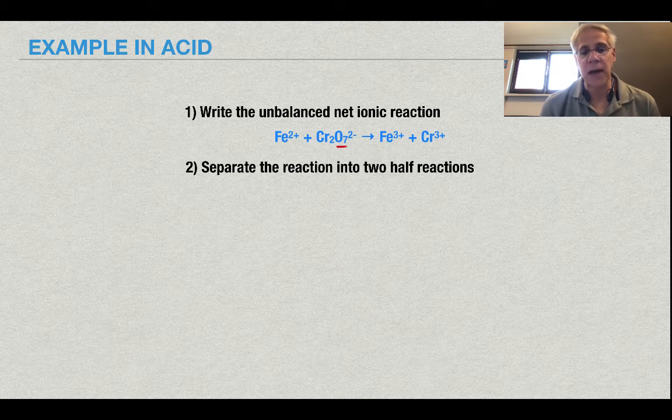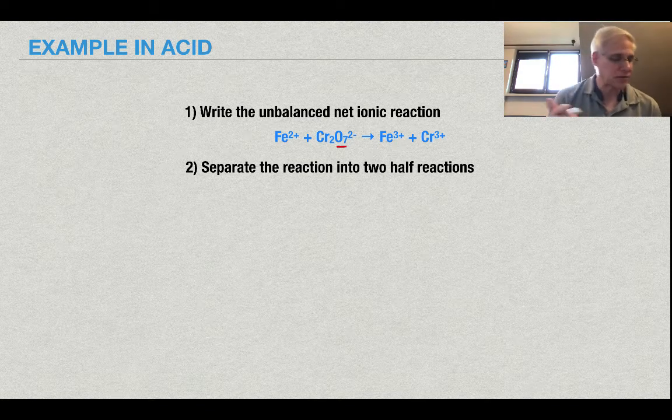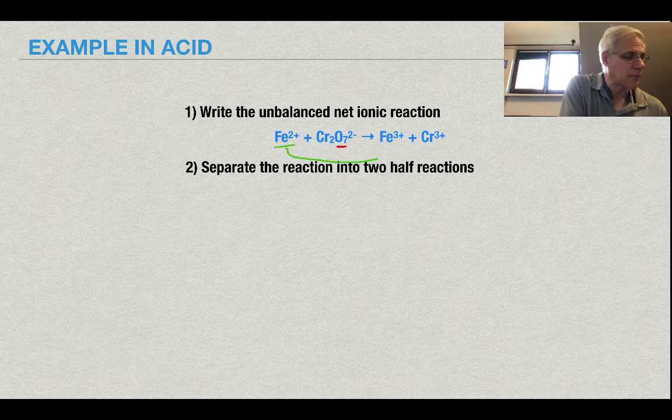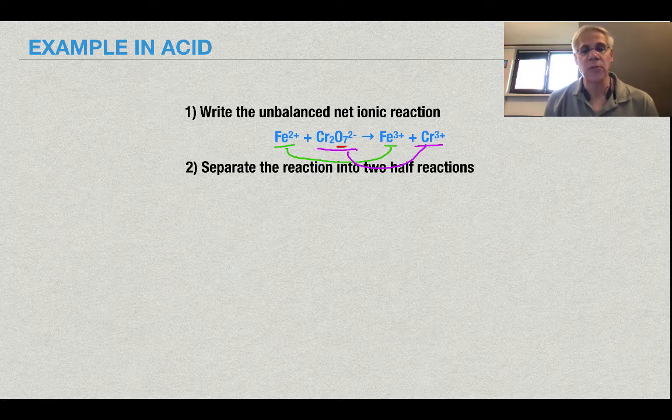We separate the reaction into 2 half reactions. And in order to do that, you really just need to look at the main species that are present. So we can kind of guess here that we're going to have an iron half reaction, iron 2+ going to iron 3+, and then we're going to have the half reaction of the dichromate ion going to chromium 3+. So those are our two half reactions that we can write down.